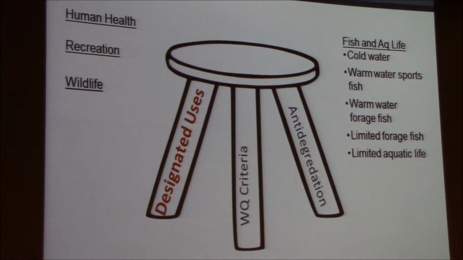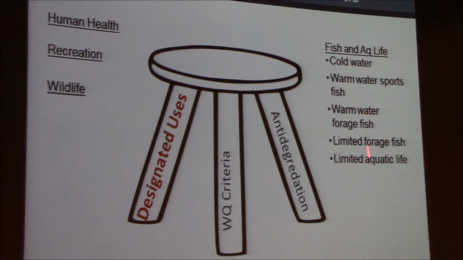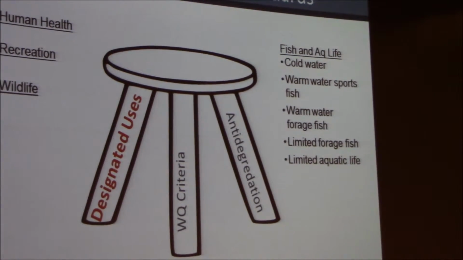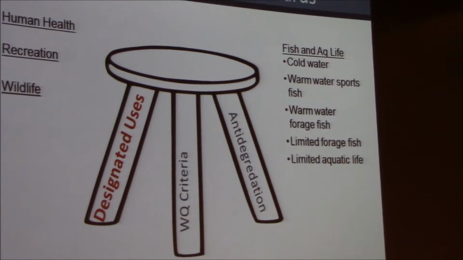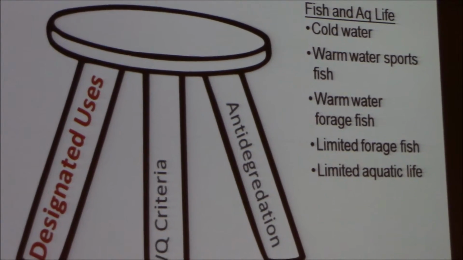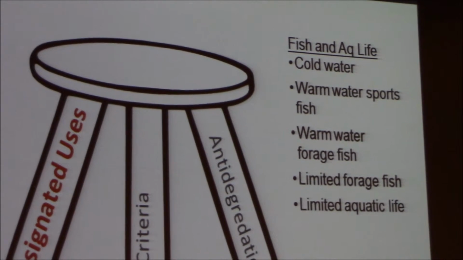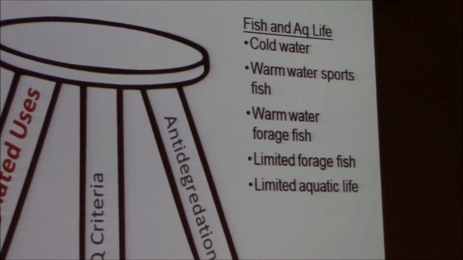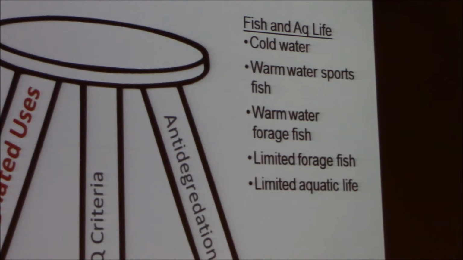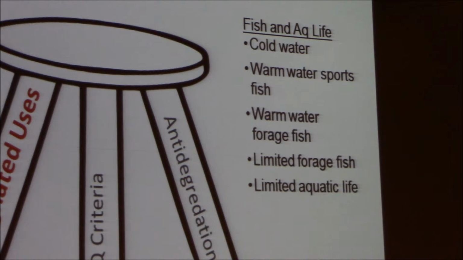But the important thing too is that in the fish and aquatic life category, the fish and aquatic life that use those waters, the temperature of the water largely influences an aquatic system, who lives where. And so the designated uses that we have are largely based around temperature, but also kind of the size of the system and generally what kinds of species are going to be using that water. So we have a cold water category, warm water sports fish, largemouth bass, warm water forage fish.